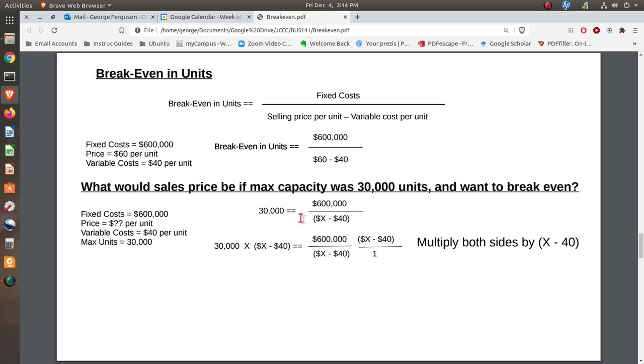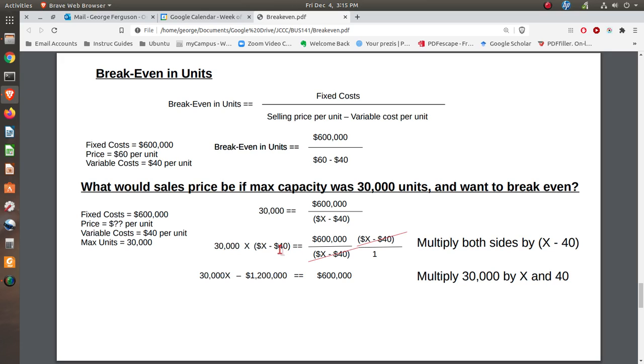Anytime you have something that's in the denominator like this, what you do is you multiply by that denominator on each side. So in other words, remember, whatever you do to one side, you have to do to the other side also. So in this case, we're going to multiply both sides by x minus 40. So here it is over here on this side. To get rid of it, here it is on this side. Well, when we set it up like this, these cross out. So what we're going to wind up with is just the 600,000. So we have the 30,000 times the x minus 40 over here.